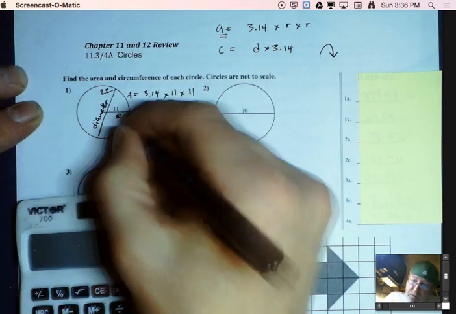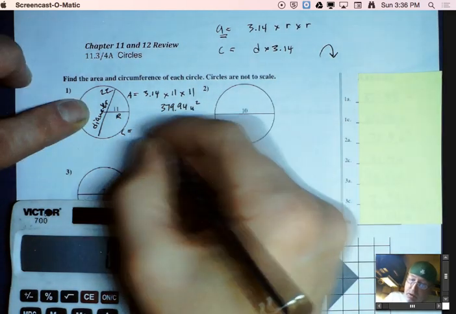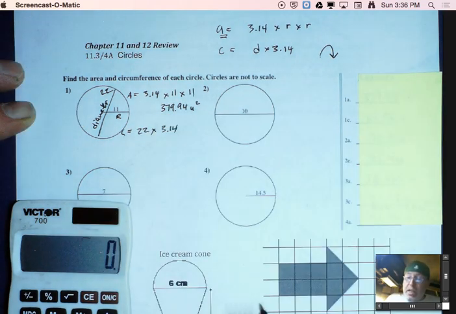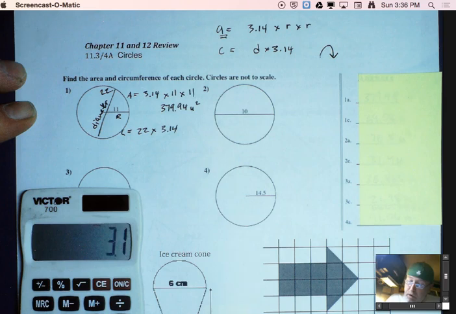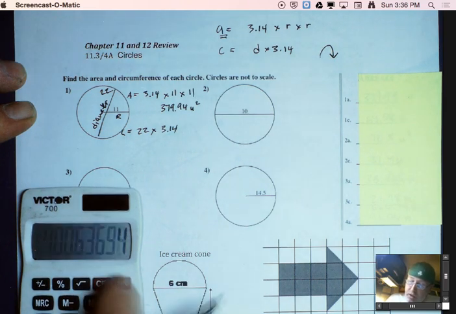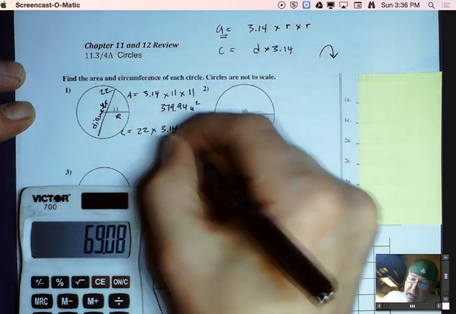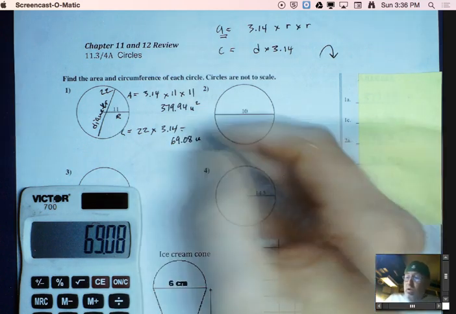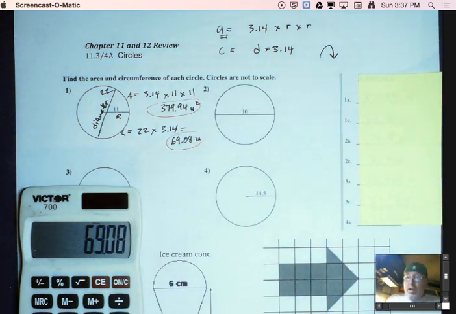The circumference is going to be equal to d pi is around, so the diameter 22 times pi. 3.14 is the abbreviation we'll be using on the test and on this worksheet. So 22 times 3.14 is equal to 69.08. And that's just units. It's not squared because it's going around. So here are our answers for the first one, circled in red. Let's move on to this next one.